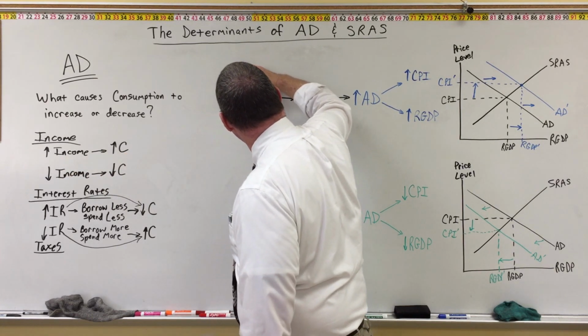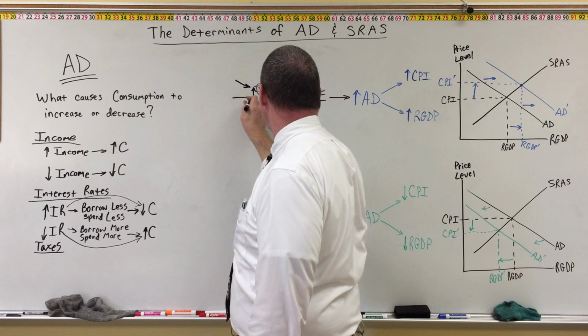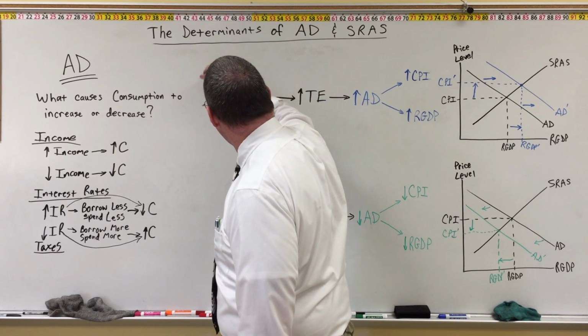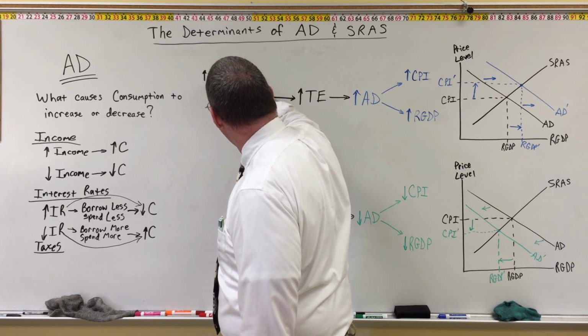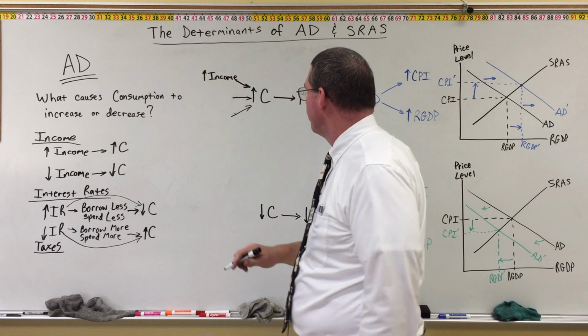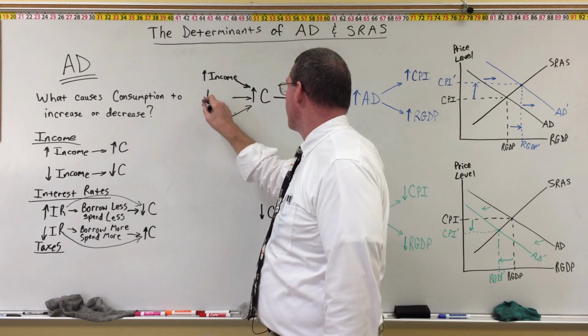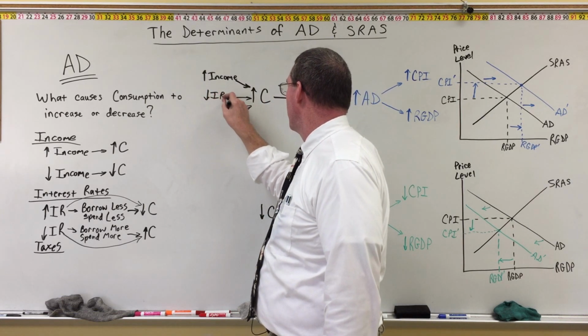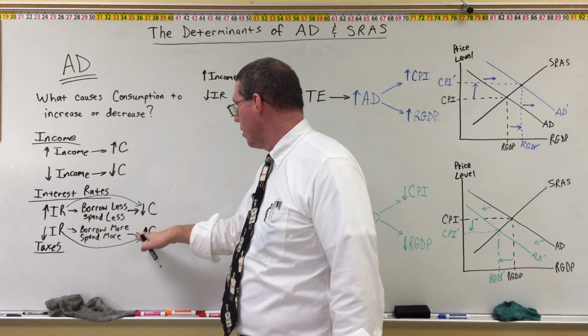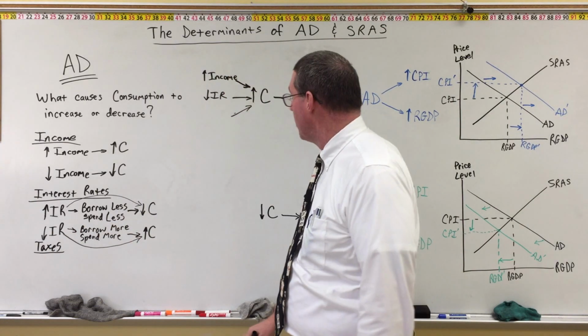So we're going to put 3 arrows here. One of them is representing income, one's representing interest rates, and one's representing taxes. So an increase in income will lead to an increase in consumption. A decrease in interest rates will lead to an increase in consumption. Lower interest rates, higher consumption, because people are going to borrow more and spend more.